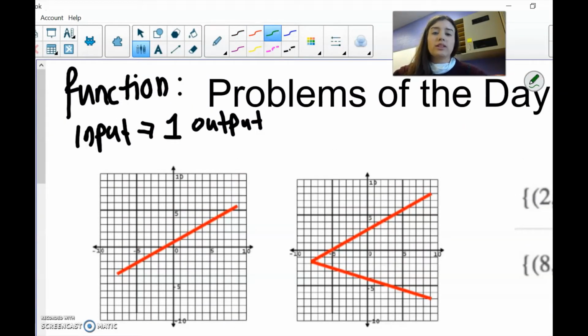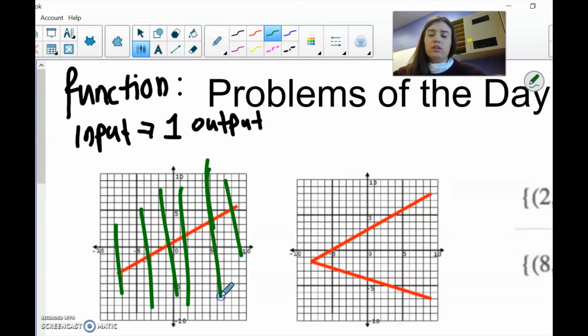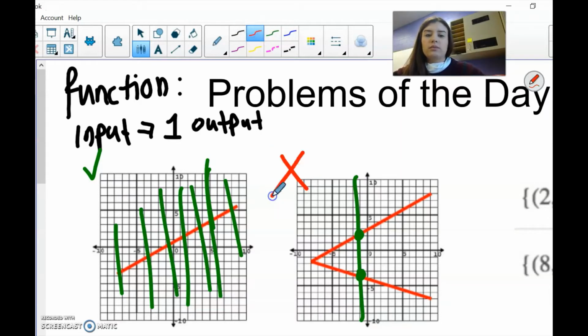we do a vertical line test. You can draw vertical lines all the way through this first graph, and it never hits 2 or more. So that is a function. We look at the second graph, we draw a line. Okay, so this tells us that our x value has 2 different y values, which means it has 2 outputs. So this is not a function. Not a function.